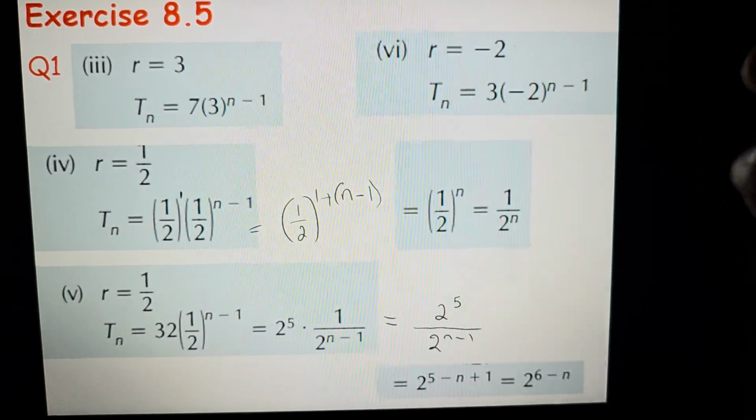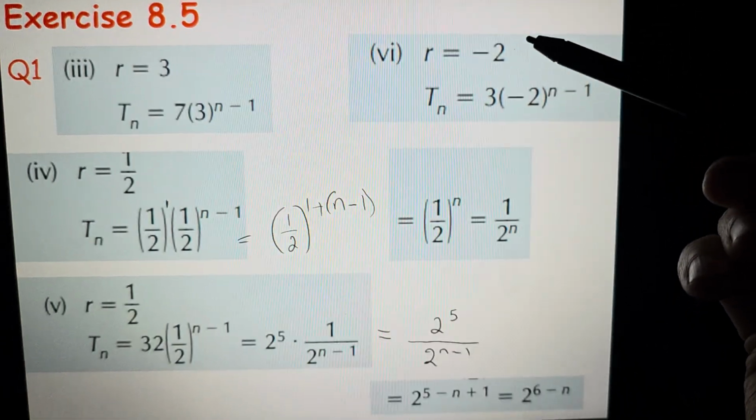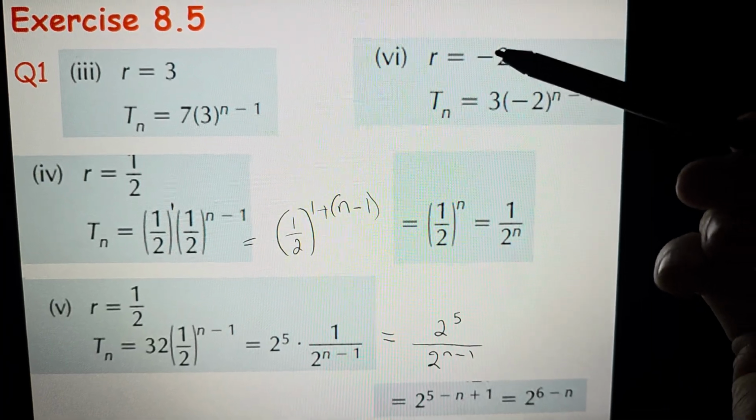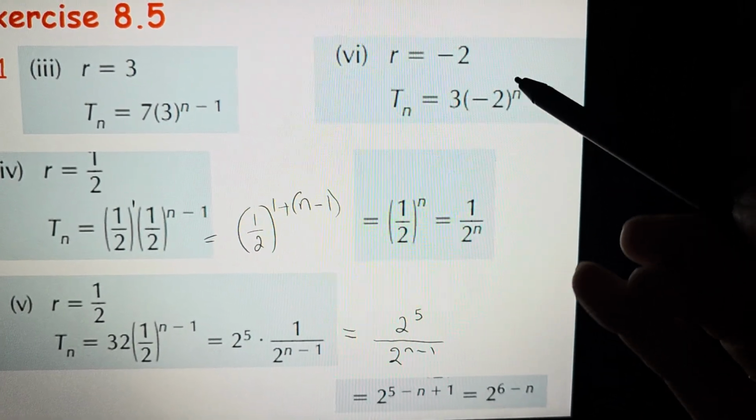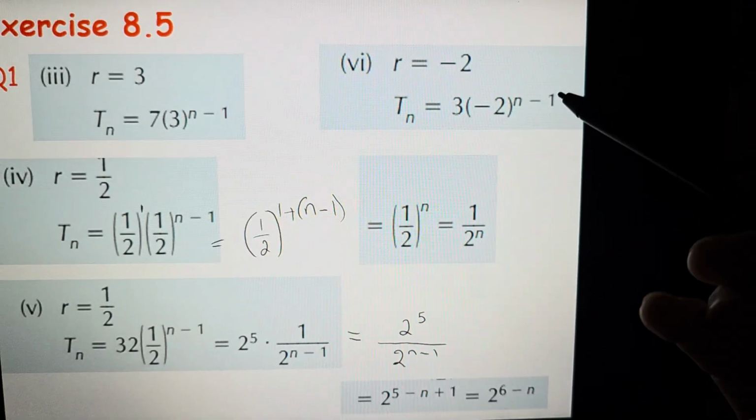Part 6, the ratio is minus 2. Again, one term divided by its previous term will give me the common ratio. A was 3, multiplied by r to the power of n minus 1. And I can't break that down any further.